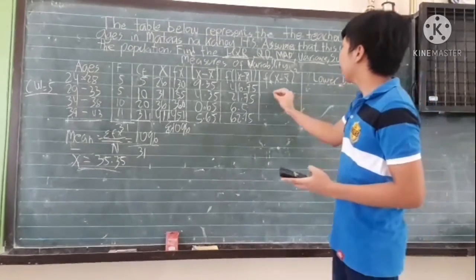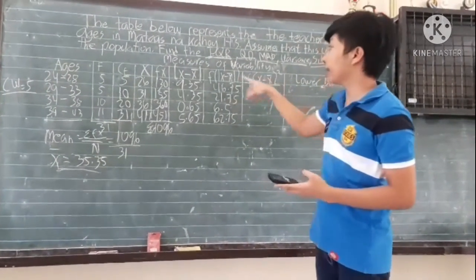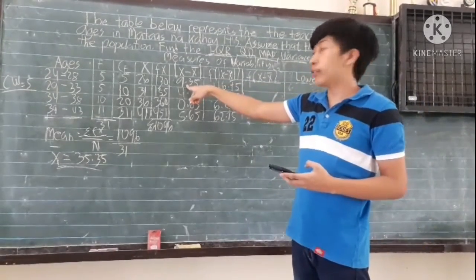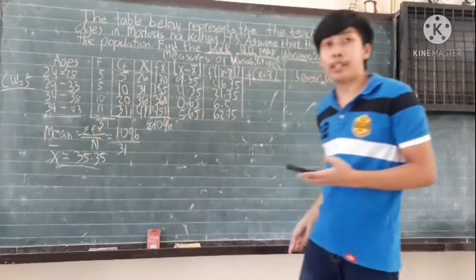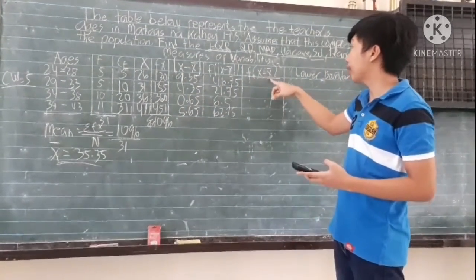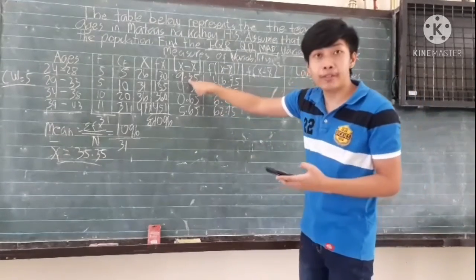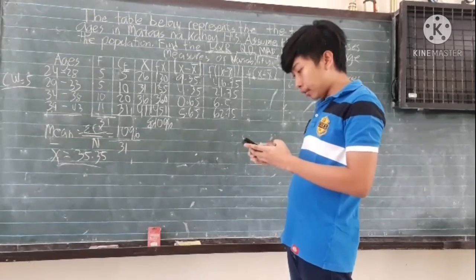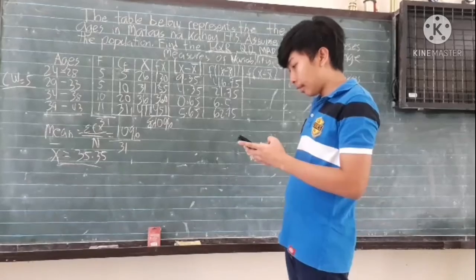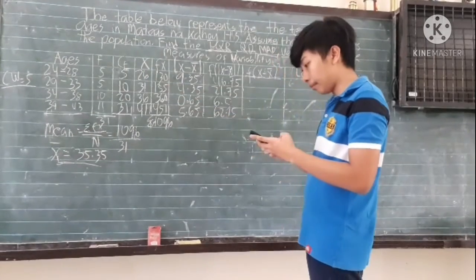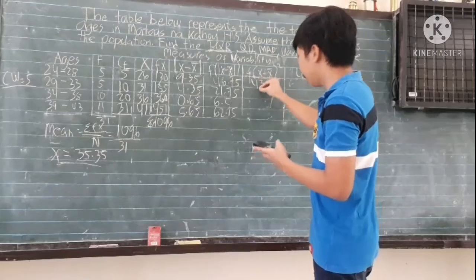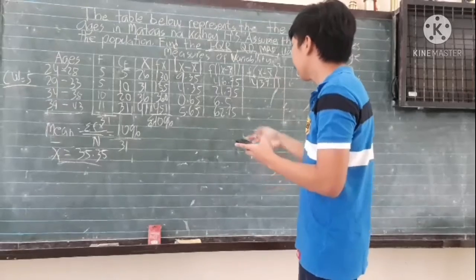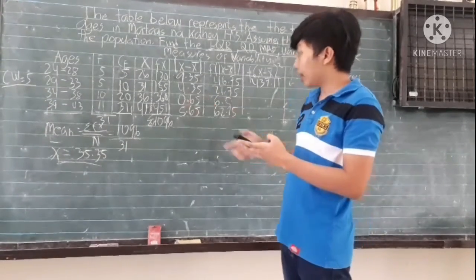So this table is different from this because we need to square it first before we multiply it by our f. F times x minus mean, squared. So we need to square it first. Always remember that, many make mistakes there. 9.35 squared times the f, the 5, is 437.11.